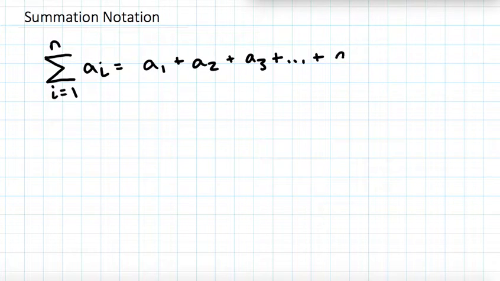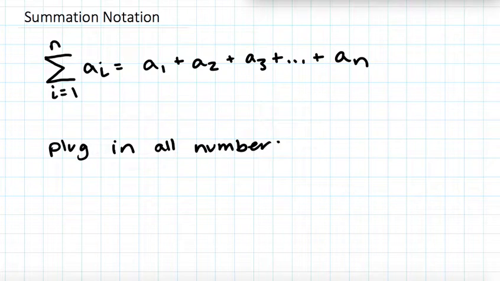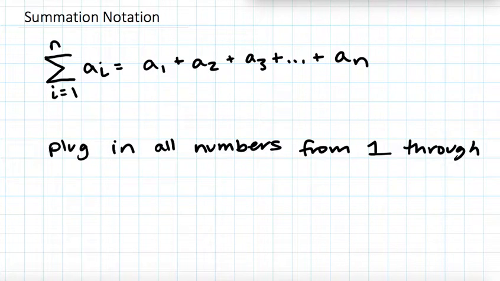So our answer when we're using summation notation is going to be a single number, the result of adding all of the terms together. So we're going to plug in all whole numbers from 1 through n, or we could start at a number other than 1 if there's a different number written underneath the sigma. Then we're going to add all the numbers together.